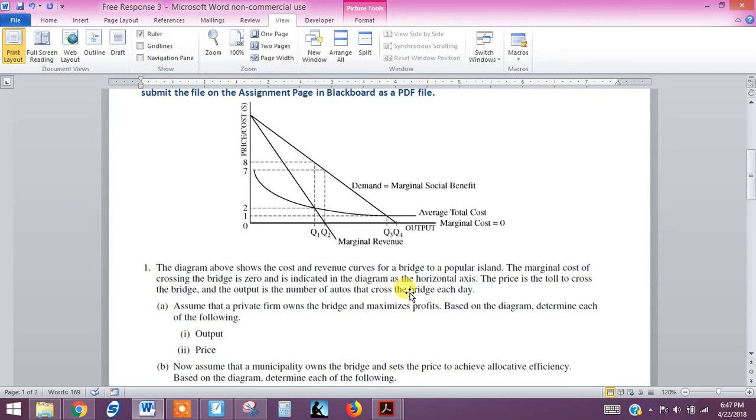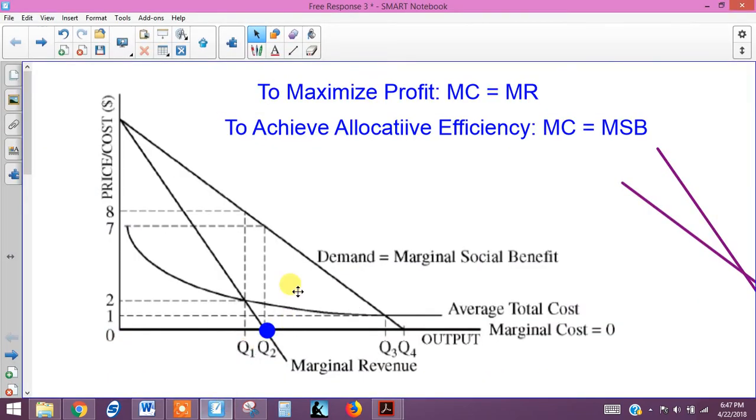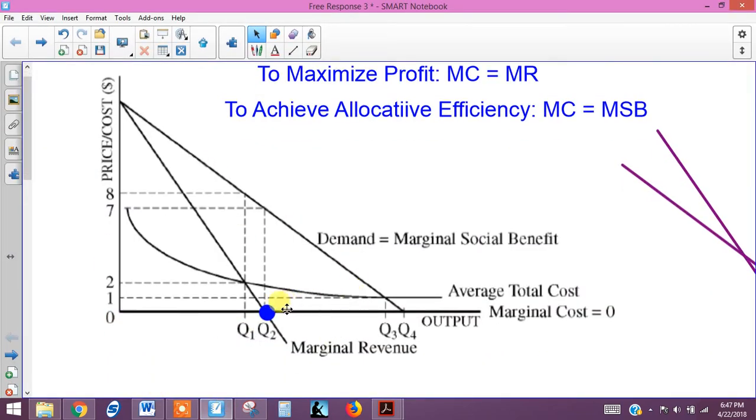So the first thing we want to do is look at where, if a private firm owns this bridge, they maximize their profits. What is the output and the price? So let's just jump over here, and I've got a better drawing of it right here.